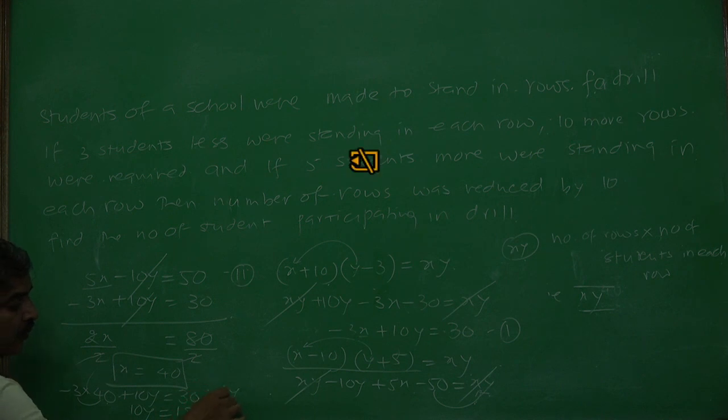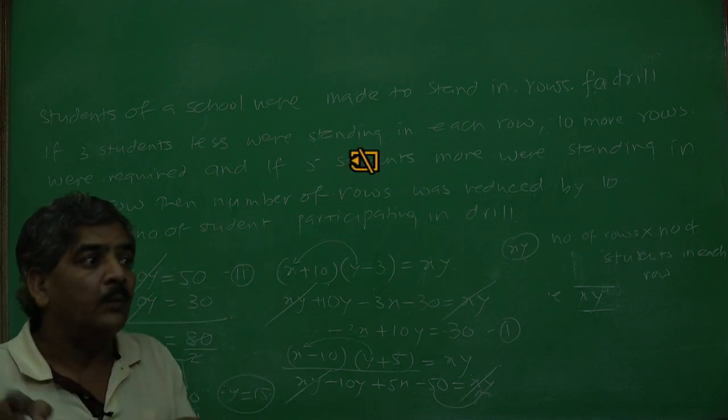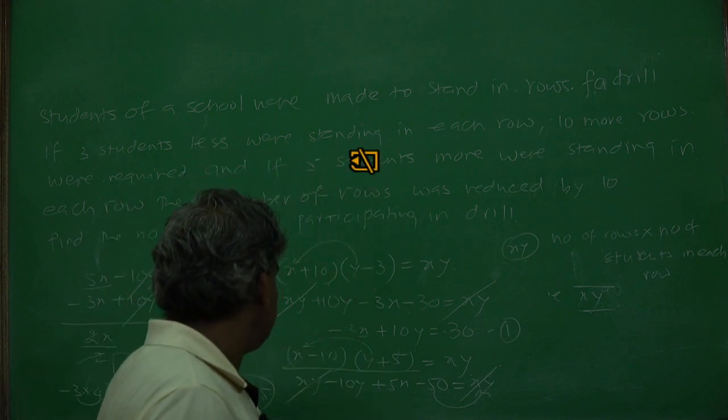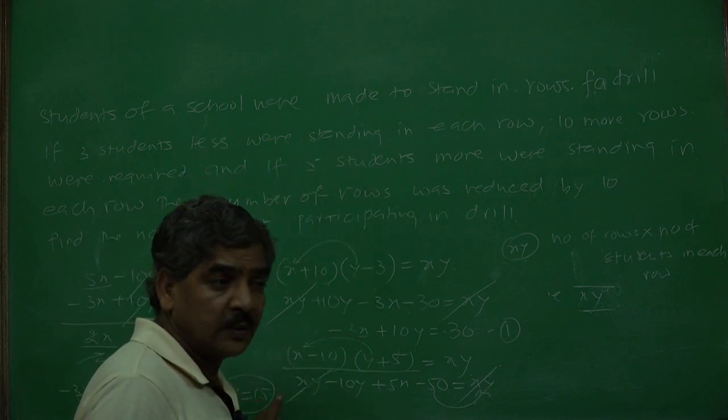Here y is equal to, divided by 10 on both sides, y is equal to 15. So each row consists of 15 students.